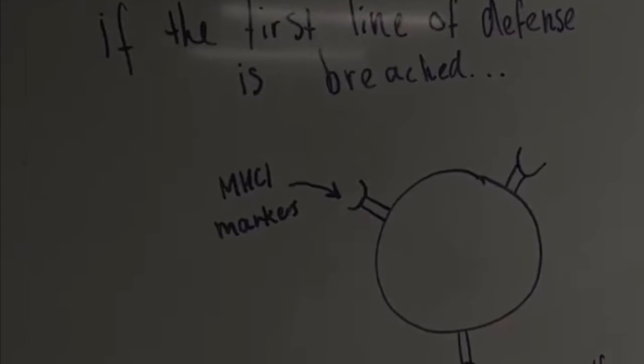However, sometimes pathogens breach the first line of defense. Cells within the organisms have MHC1 markers to distinguish between self and non-self antigens, and therefore, if a non-self antigen is detected, the cells can initiate an immune response to remove it from the organism. When the immune system detects a pathogen, it responds in a variety of ways.